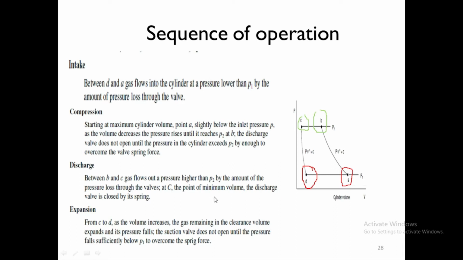At the point of minimum volume, the discharge valve is closed by its spring. So when it reaches the minimum volume, this discharge port will be closed. The volume from C to this vertical line, the pressure line, is the clearance volume. So when it reaches point C, the outlet valve will close.